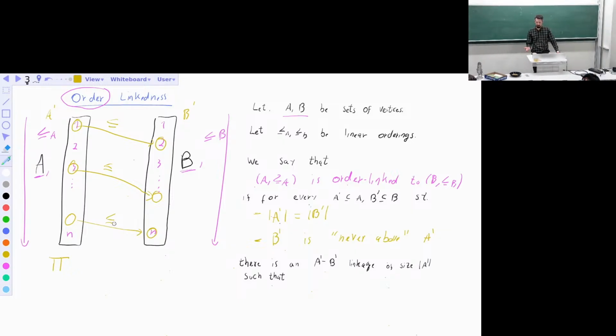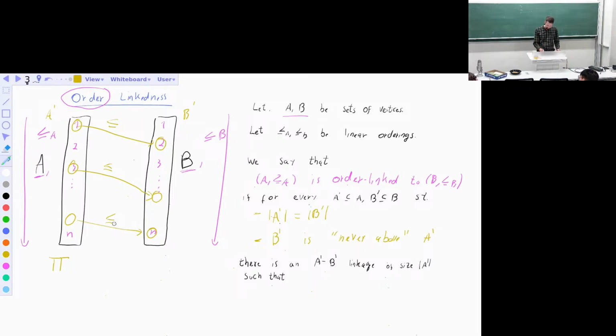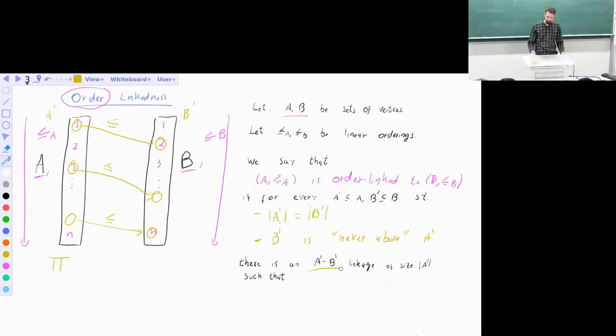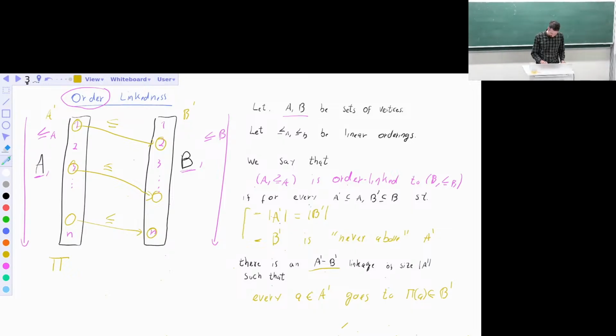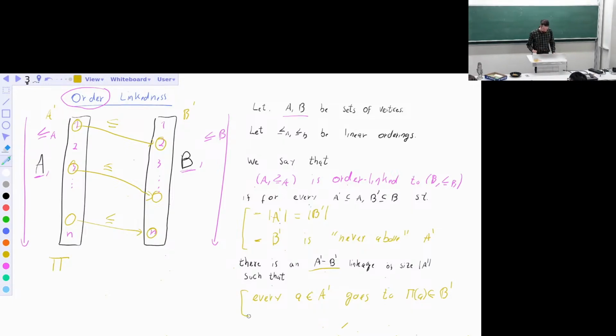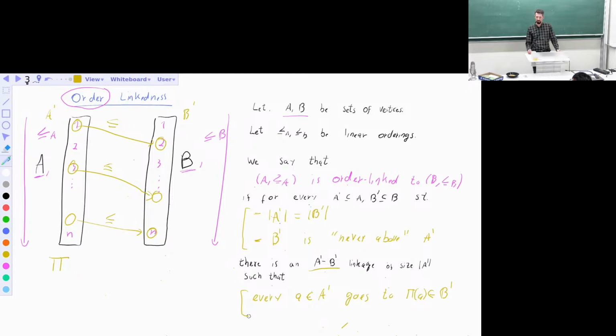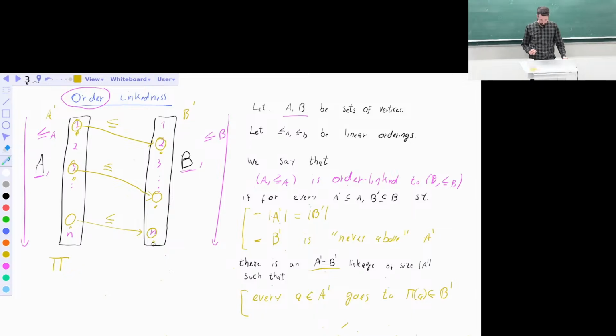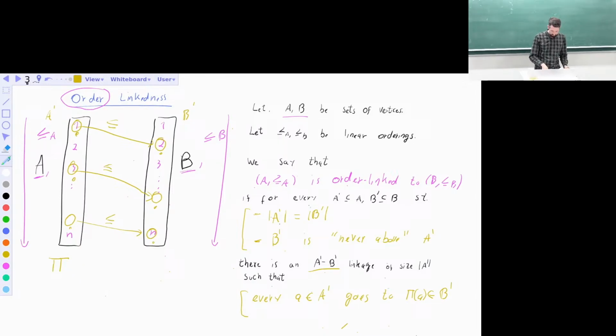And so whenever we pick sets that look like this, order linkedness is going to tell us the following: not only do we have a linkage connecting A prime to B prime, but additionally every A in A prime goes to pi of A in B prime. So in a sense, this condition on the sets makes this one weaker than well linkedness because we cannot pick any set that we want. But at the same time, it makes us a little bit stronger because we also can guarantee what this linkage is going to look like. So we're not getting any permutation, but we're linking exactly this vertex to this vertex, this vertex to this vertex, and so on.